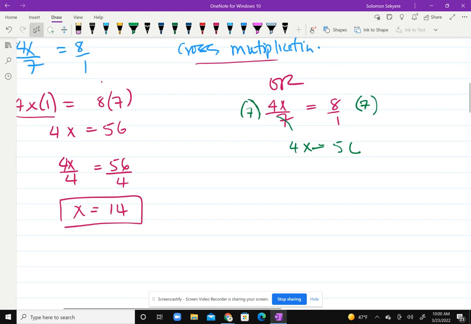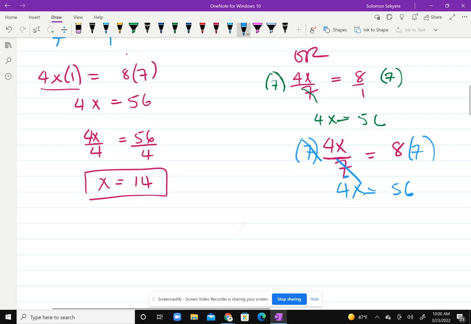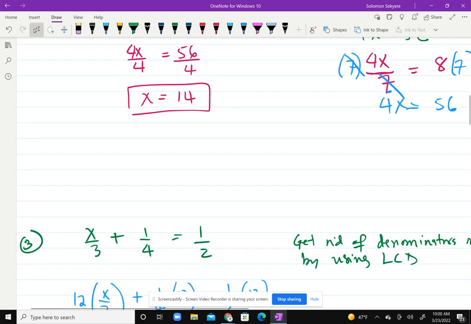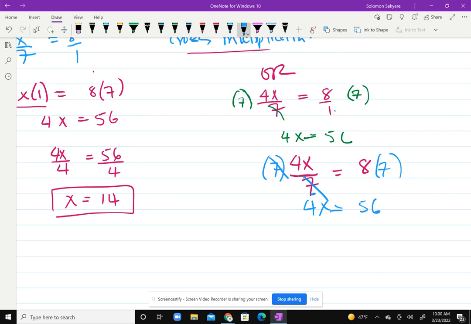You're done. Or if I have 4x over 7 equals 8, I can say I do not like fractions. So I'm going to get rid of the denominators. How do I do that? I can multiply each term on the left and each term on the right by this denominator. If I do that, the 7's cancel. I have 4x equals 56. Cross multiplication, or multiply each term by the LCM of the denominators. 7 and 1 is 7.